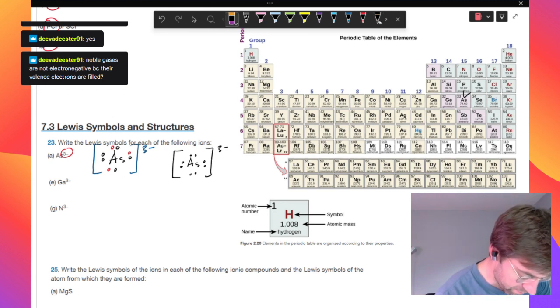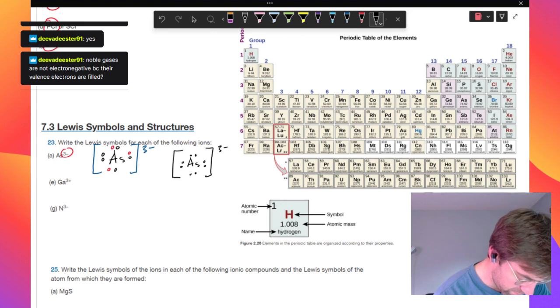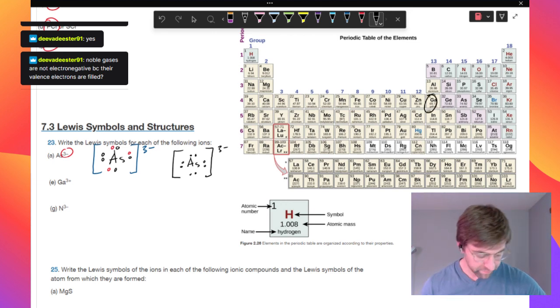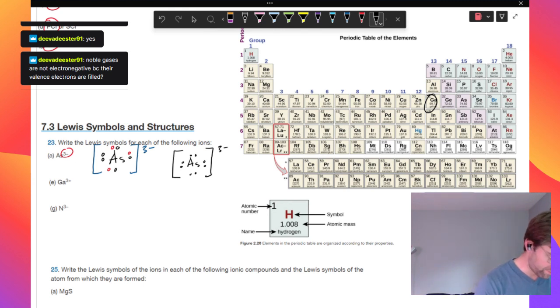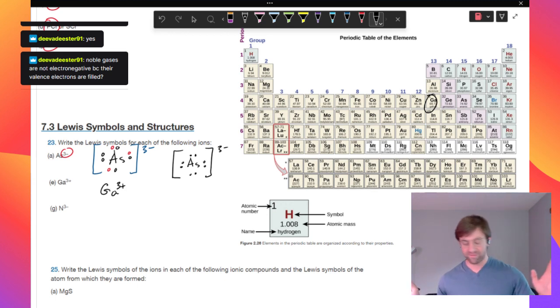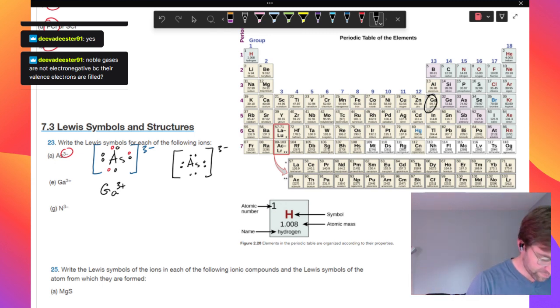Next up, let's look at gallium. Gallium is a metal, and gallium with a 3 positive charge does not have any valence electrons. You normally have 3, basically. We don't have to change anything because the 3 valence electrons that it would otherwise have are gone. And so that's our complete answer.